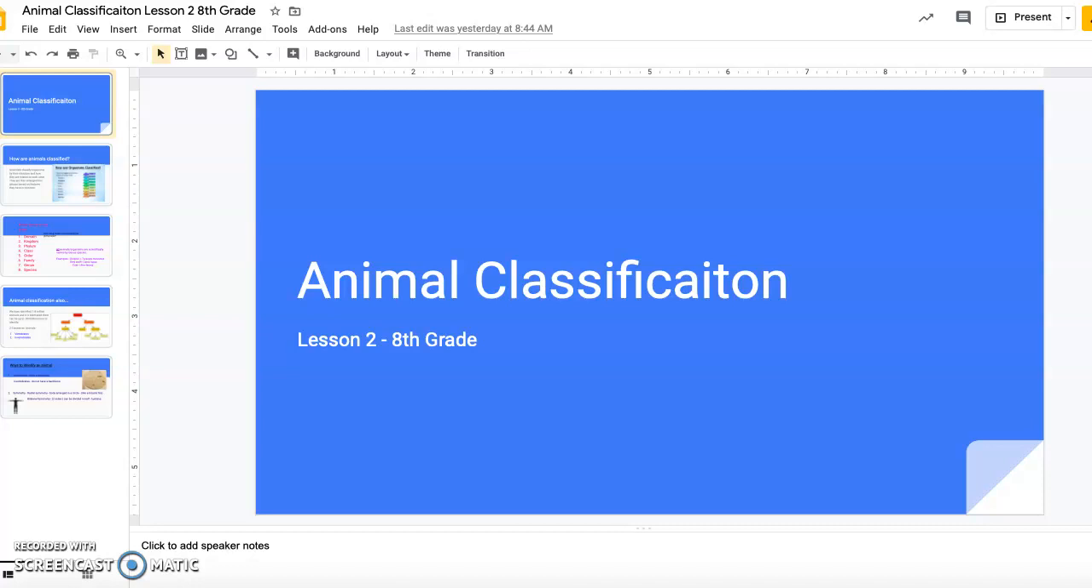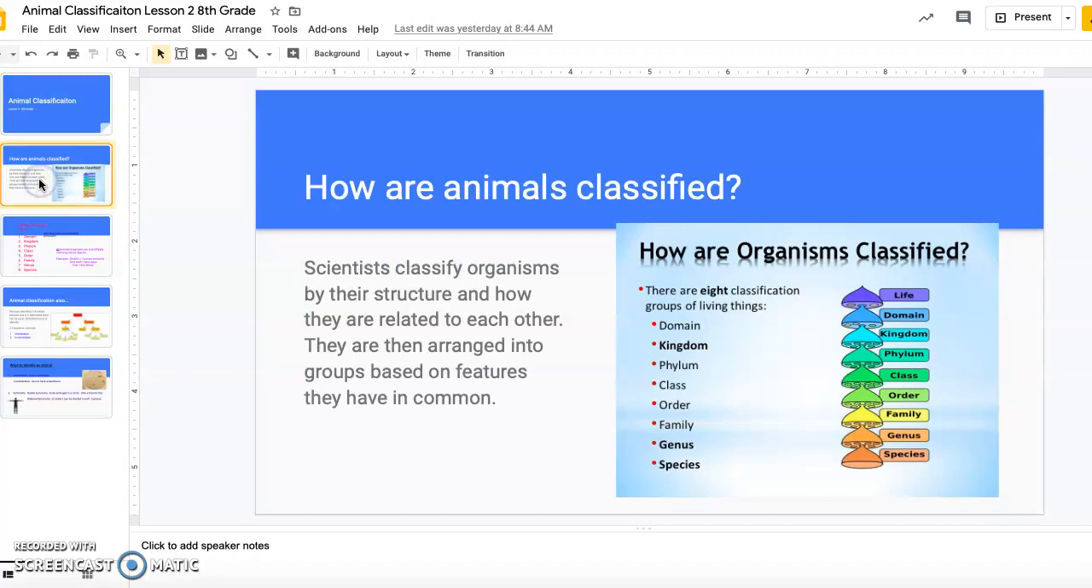This is very easy, very simple. It's about animal classification and how we, as scientists, would classify animals if we wanted to study them. So it's lesson two. How are animals classified? I think you probably went over this in at least sixth, if not seventh grade as well. But scientists classify animals according to similar structures and similar organs and a lot of things they have in common.